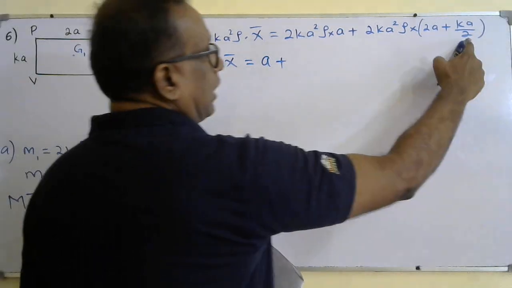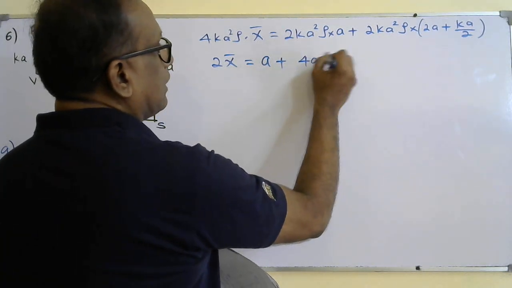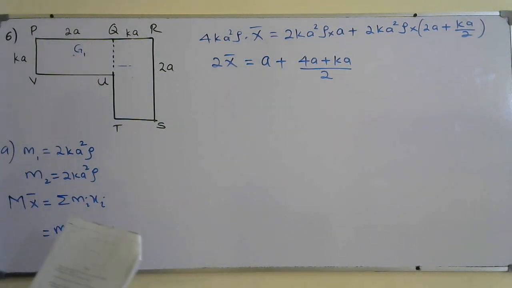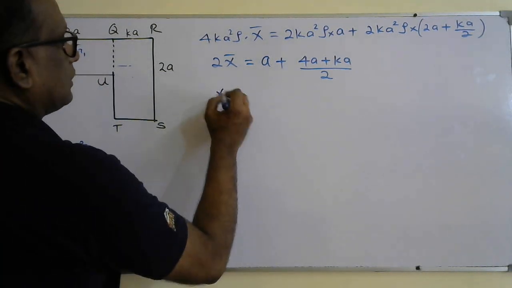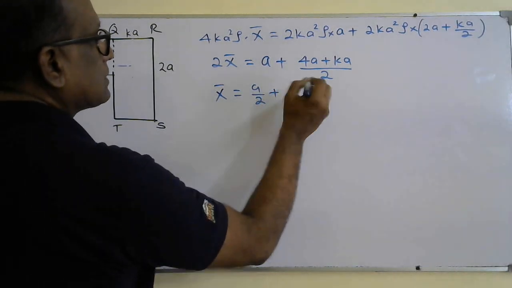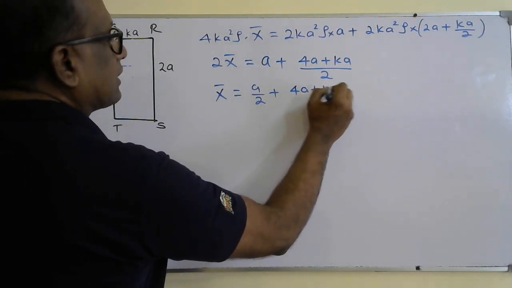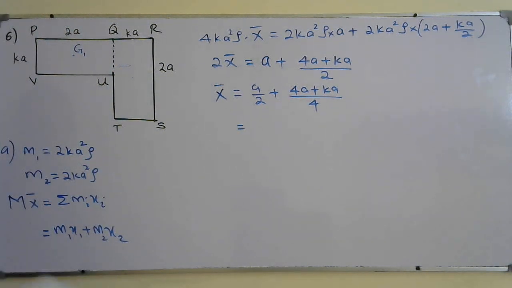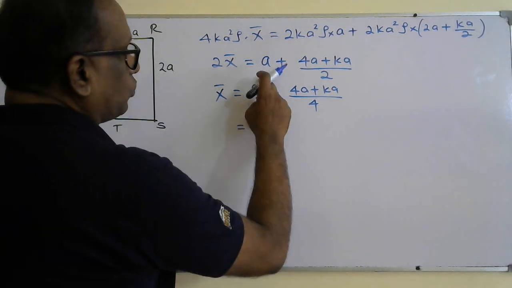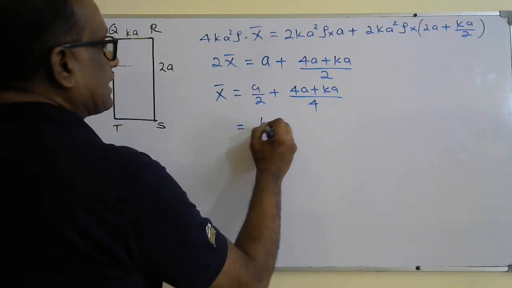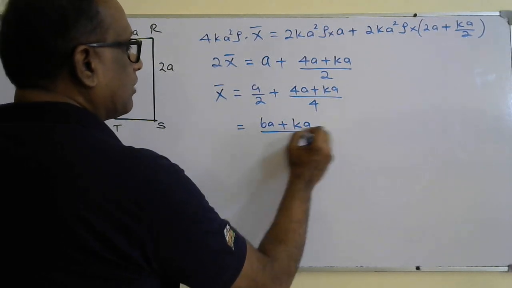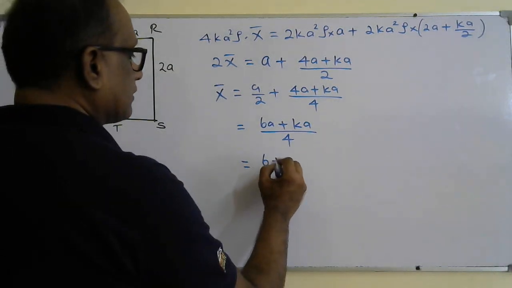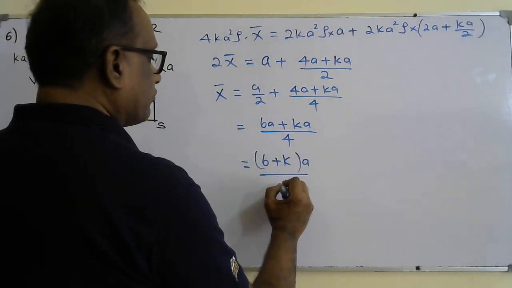So here 4A plus Ka by 2. So x bar is equal to A by 2 plus 4A plus Ka over 4. Okay, solve it, you'll get the answer. You will get 2A over 4. Is it 2A plus 4A? 6A plus Ka by 4. The answer says (6 plus K) A over 4 is the x bar.